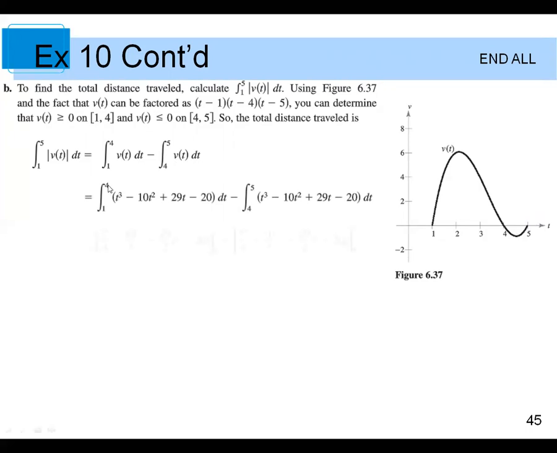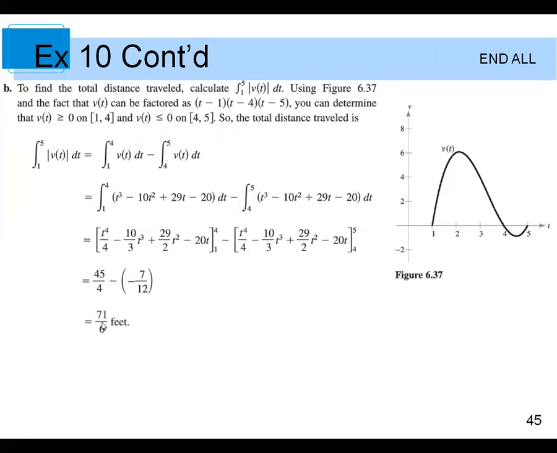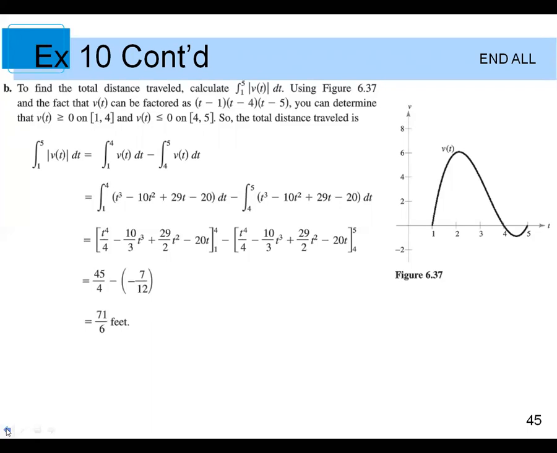So integrate from 1 to 4, plug in 4 and 1 and subtract, and then integrate from 4 to 5, plug in 4 and 5, subtract, and take the opposite of that, because from 4 to 5 you get negative 7/12 feet, which means you move 7/12 feet backwards, but you want to count it as positive because you're looking for the total distance traveled, and that would give you 71 over 6, 71 sixths feet, which is 11.833.